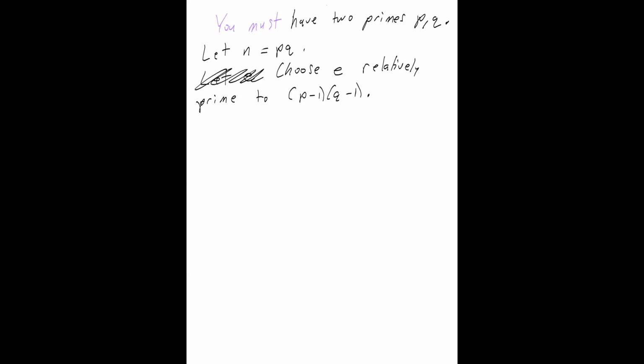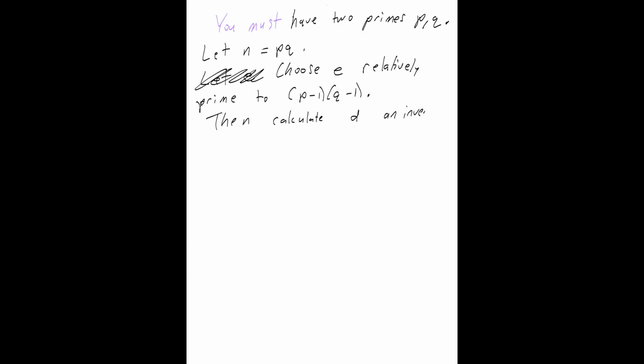Then calculate. So far, the only thing you've really actually done is just three things. You've chosen P to be a prime, you've chosen Q to be a prime, and you've chosen E to be relatively prime to the result of P minus 1, Q minus 1. Then you have to do one more thing. Then you calculate D, which is called an inverse.